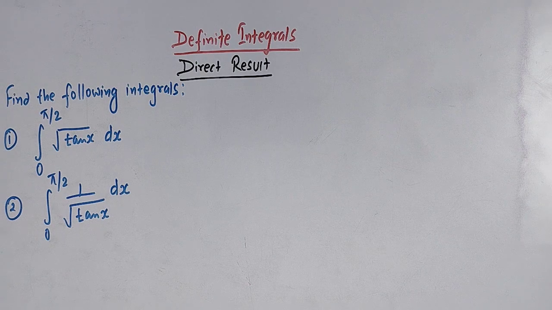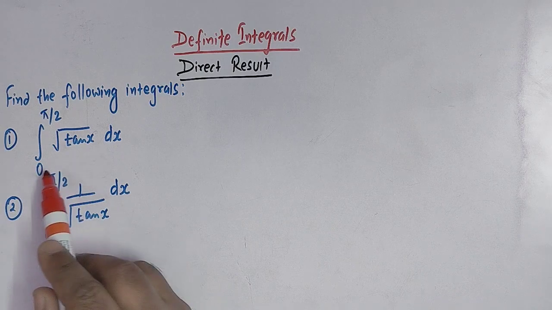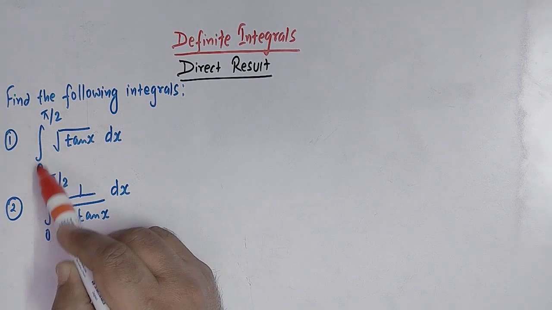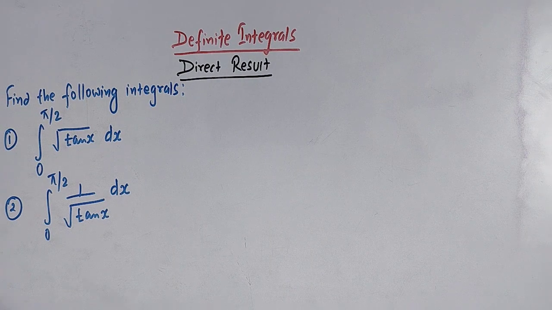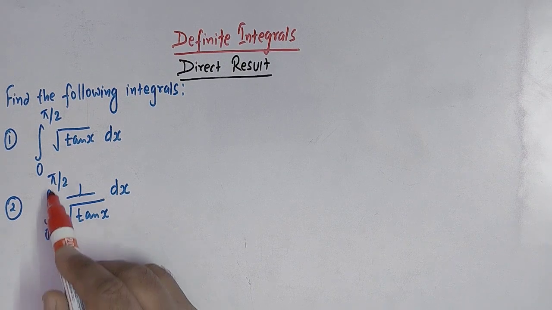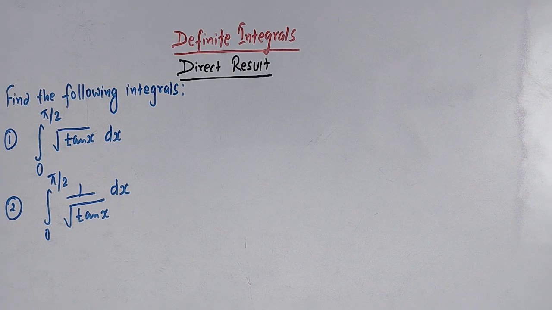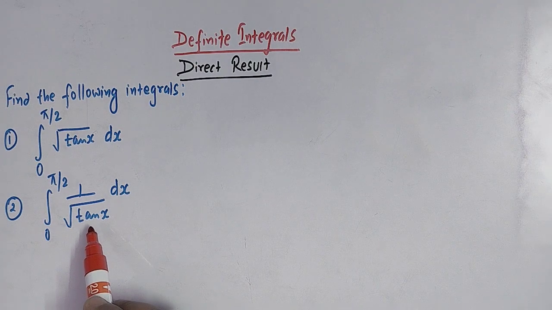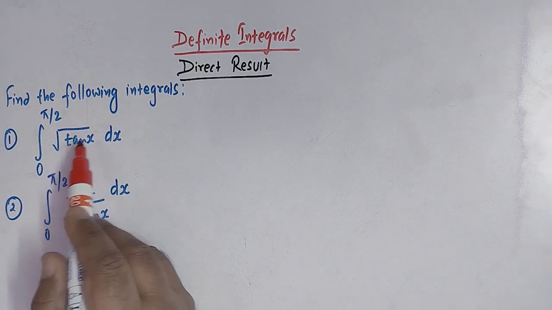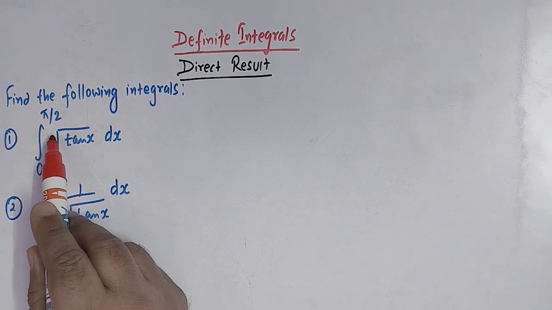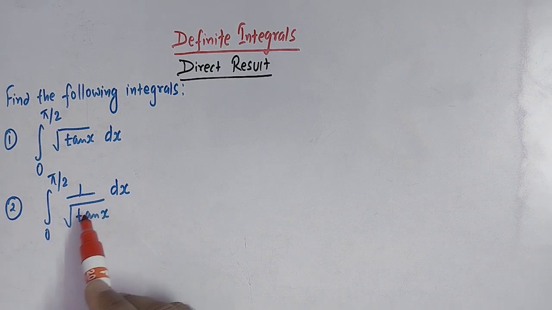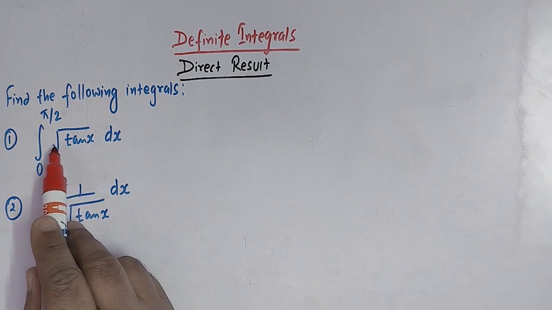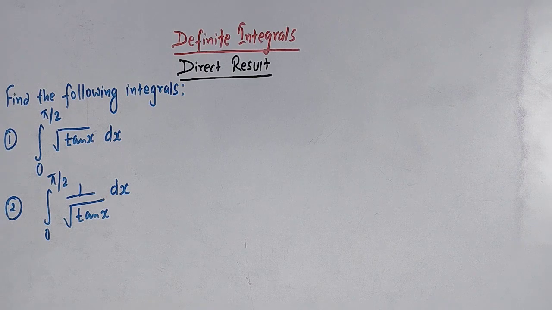Now see, in the first problem we have to find the value of the integral from 0 to pi by 2, and the integrand is square root of tan x. And in the second integral we have the integral from 0 to pi by 2 of 1 over square root of tan x. So in the first problem the integrand is square root of tan x, and in the second integral the integrand is the reciprocal of square root of tan x.